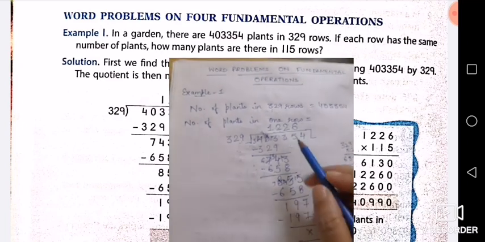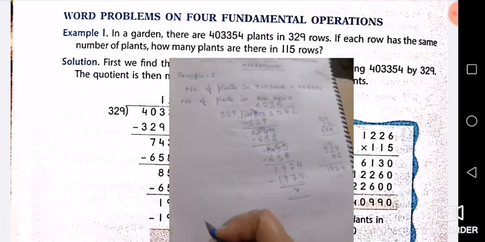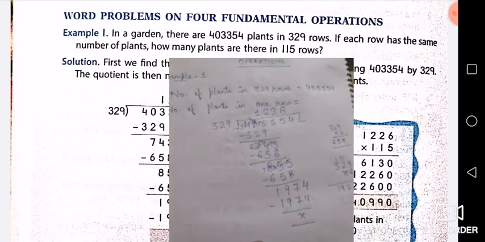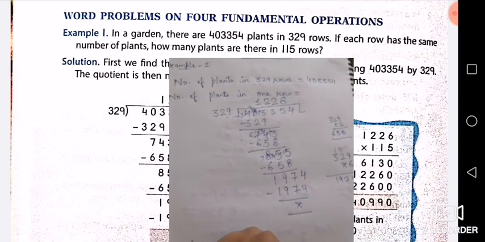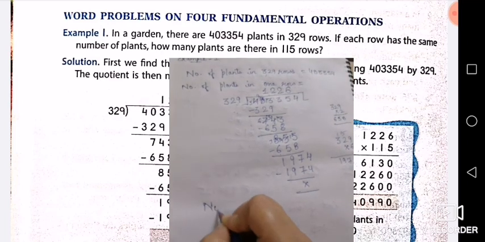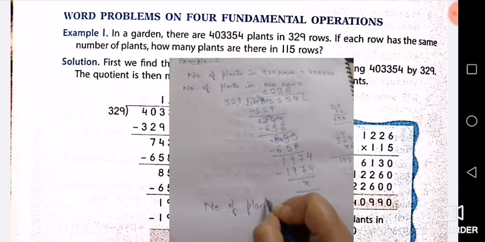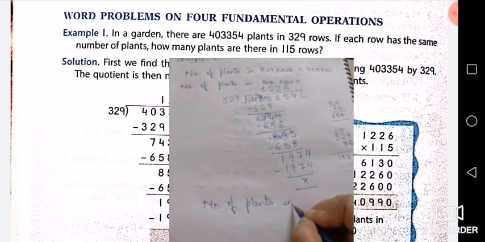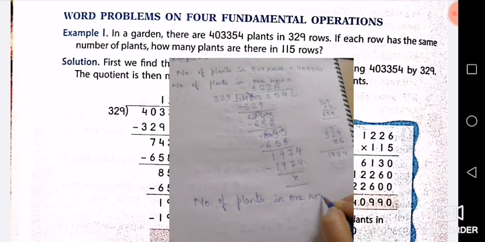Now how many plants do you have in one row? So now you will write, this is the first part of the question. In the first part you are supposed to do division and then you will do multiplication. Now you will write here: number of plants in one row. How many plants are there in one row?